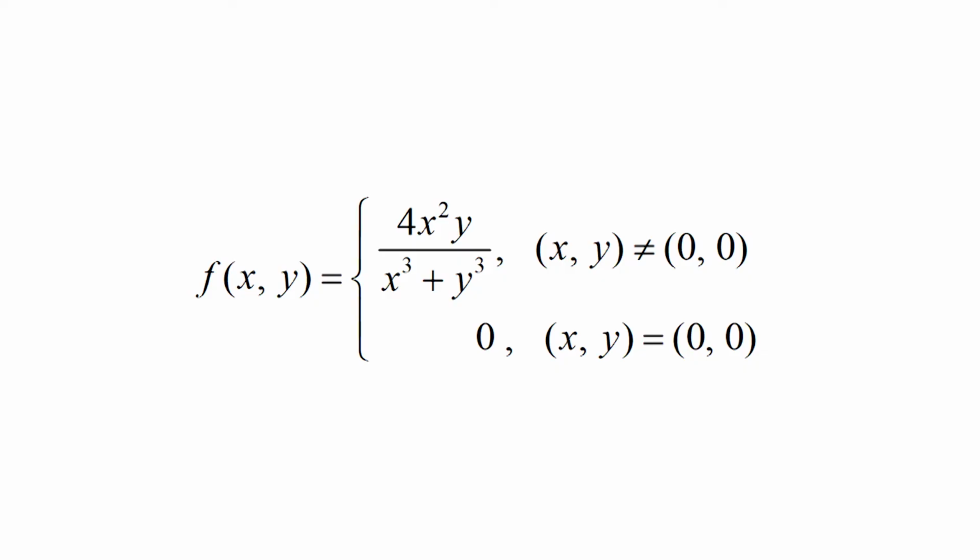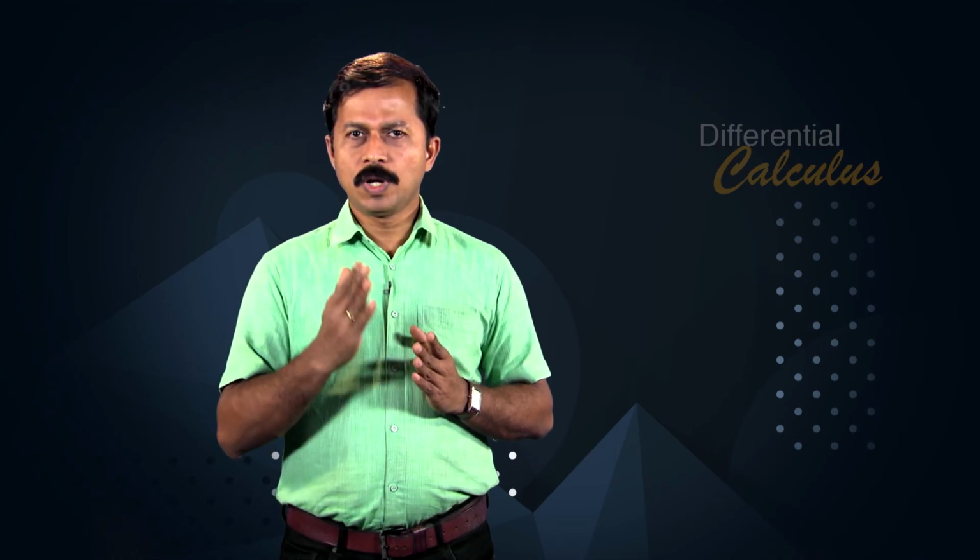Let us discuss the partial derivatives of the function f(x, y) defined by f(x, y) is equal to 4x²y/(x³ + y³) when the ordered pair (x, y) is different from (0, 0), and is equal to 0 when the ordered pair (x, y) is equal to (0, 0).